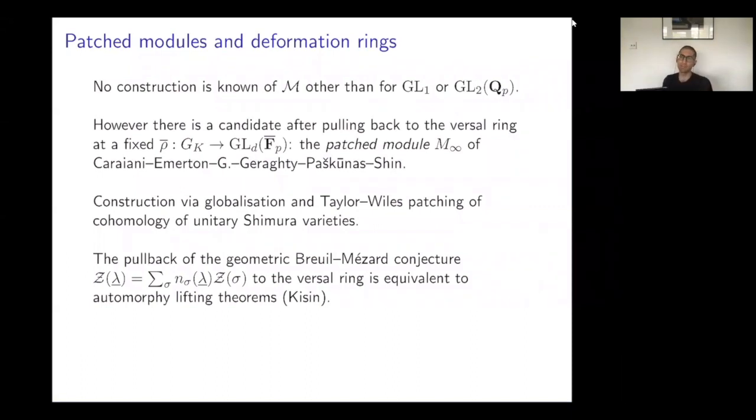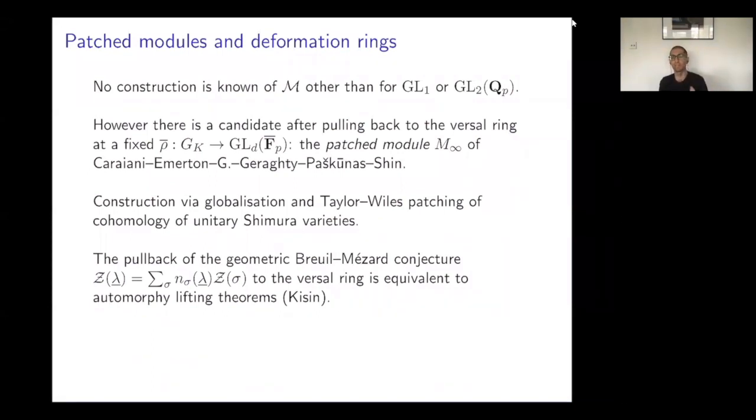And perhaps if you've never seen this before, I should have motivated this earlier, this geometric Breuil-Mézard conjecture: when you pull back to this formal versal situation, proving statements of this kind is exactly equivalent to proving certain automorphic lifting theorems. So in fact, the proofs in general that we have of anything tend to go back and forth between proving local statements about these local deformation rings and global statements about automorphic lifting theorems.